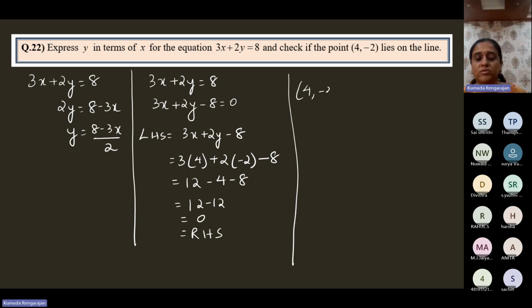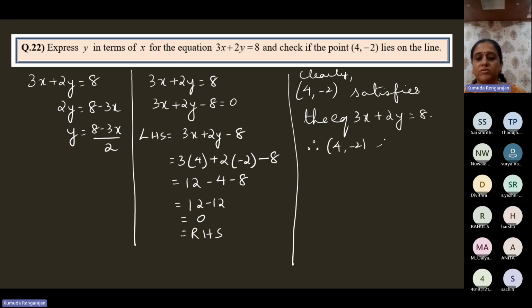So that means (4, minus 2) satisfies the equation 3x plus 2y is equal to 8. Therefore, (4, minus 2) lies on it, or lies on the line.